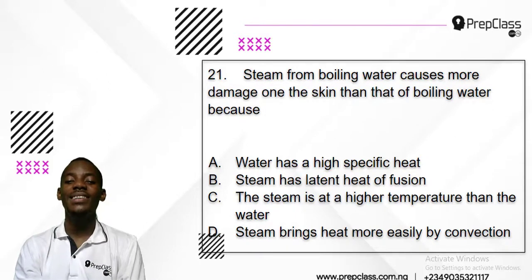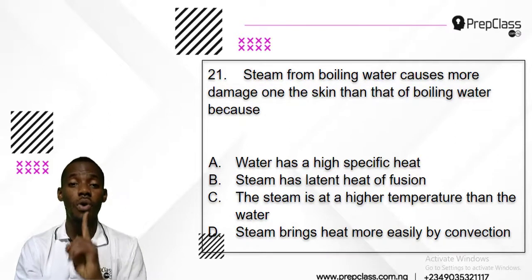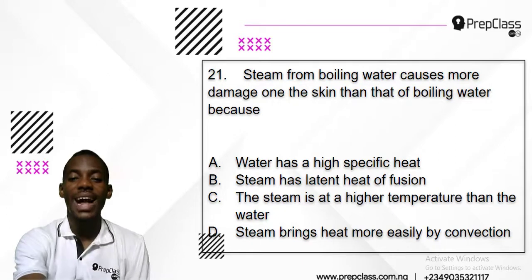A, water has a high specific heat capacity. B, steam has latent heat of fusion. C, the steam is at higher temperature than the water. D, steam brings heat more easily by convection. Now, actually, there's only one answer in that question, and that is this.